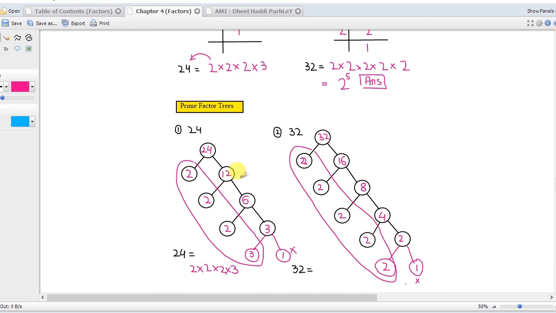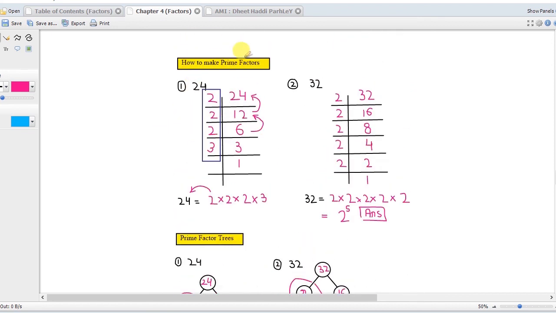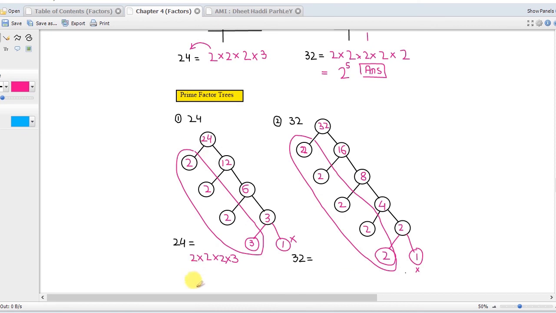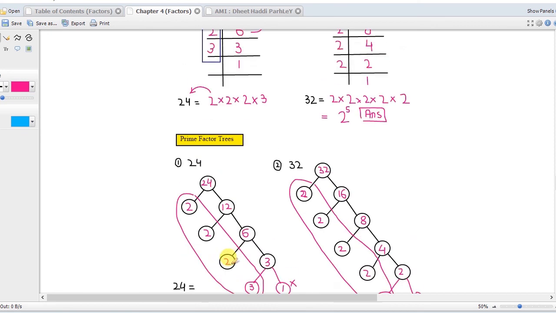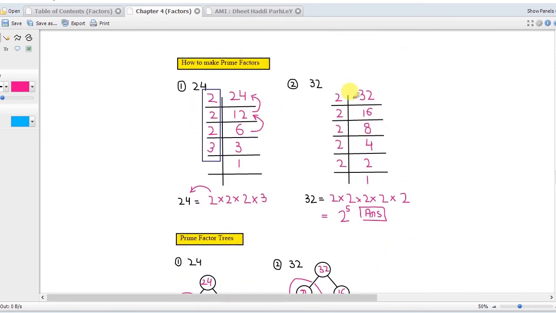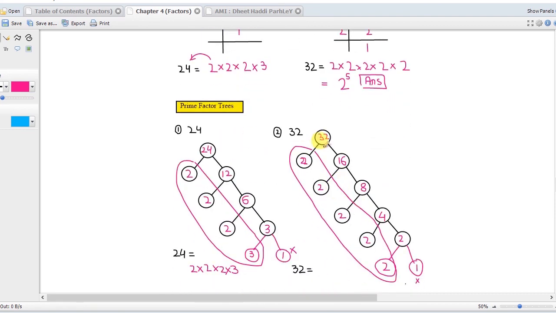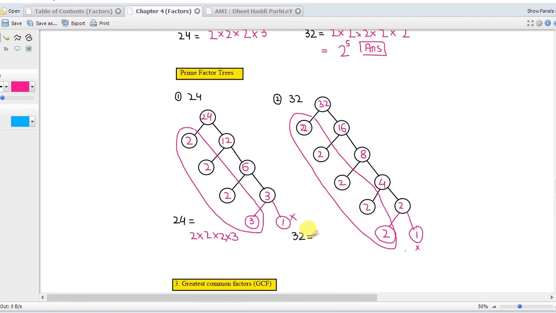So see, we have solved the very same questions that we did using the prime factors. For 24 the factors are 2, 2, 2 and 3, and over here also 2, 2, 2 and 3. And for the prime factors of number 32, there are 5 number of 2's, and using the factor trees we are getting the same result, 5 number of 2's. So 2 raised to power 5, right?